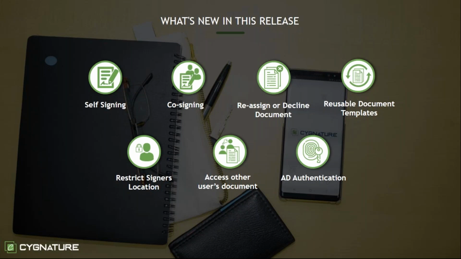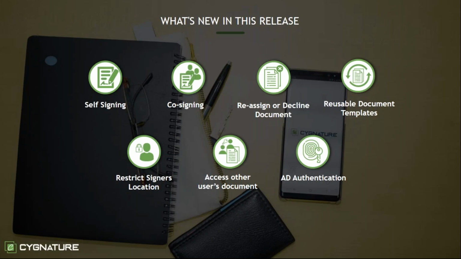Next we have is restrict signers location. So if you want a particular document to be signed from a particular place, you can restrict that periphery, so that the signer will be signing this document from that place only. If the signer is sitting beyond that location, he won't be able to sign the document.